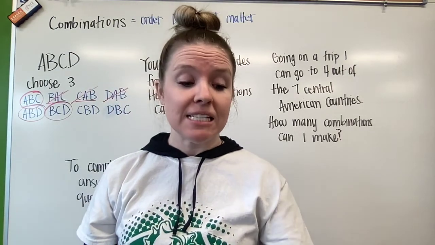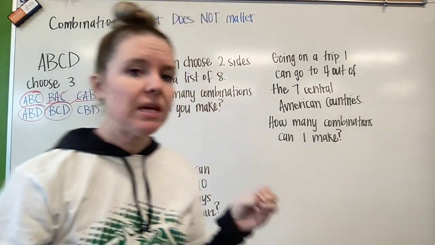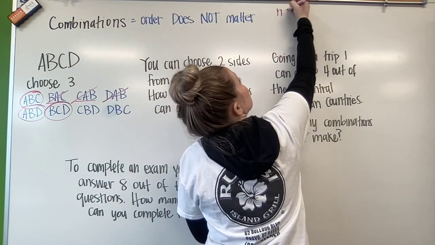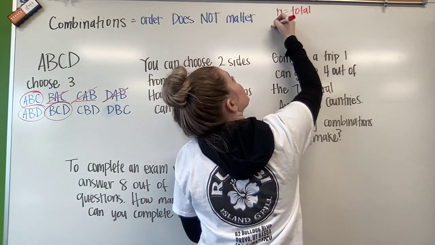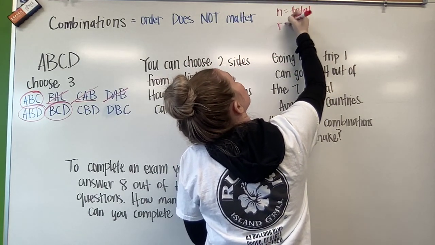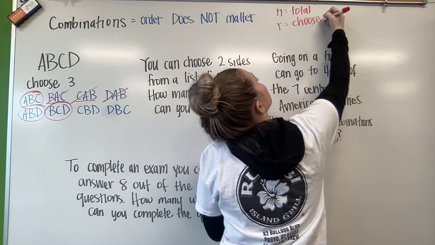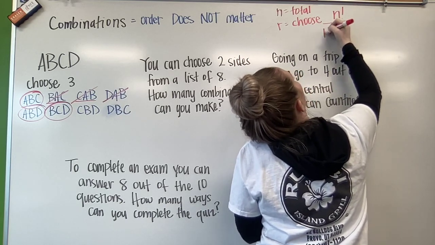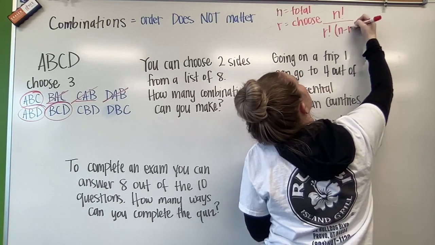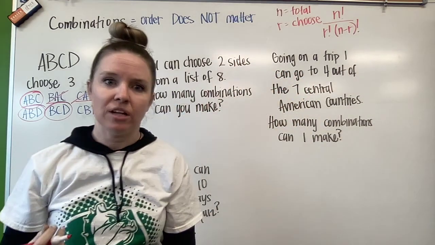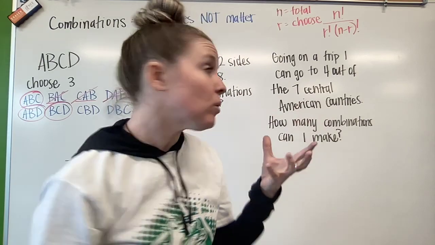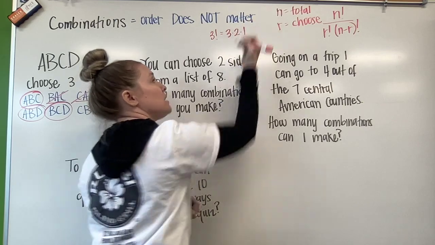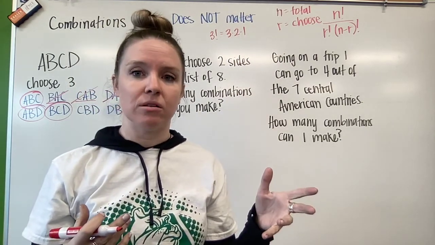But lucky for me, there is a formula that can help me figure this out. This formula is going to look scary, but bear with me, okay? There's a little shortcut to it. So if n is our total, and we're choosing a certain number, r is going to be what we're choosing. This formula looks like this. N factorial over r factorial times n minus r factorial. And you're like, what on earth is that? So factorial, if we had 3 factorial, that just means 3 times 2 times 1. Okay, so we're just multiplying those together.